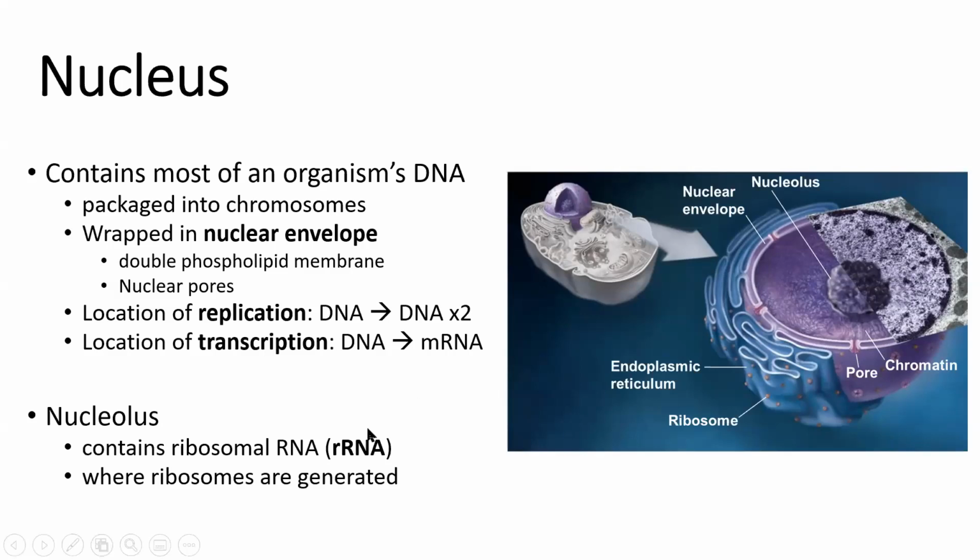process of producing ribosomes. So the ribosomes that are found in eukaryotic cells are synthesized in the nucleolus. And that nucleolus also contains our RNA, ribosomal RNA. So ribosomal RNA aids in producing or synthesizing ribosomes. Again, we're going to talk about that later on.